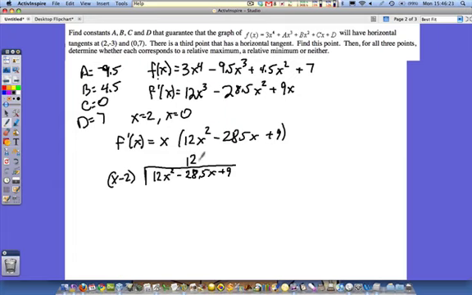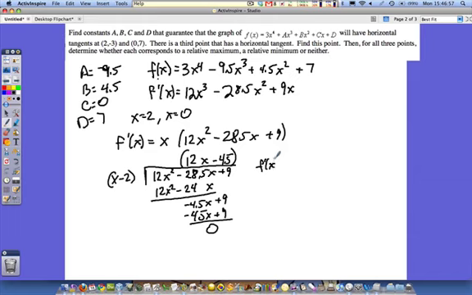If I do this long division, I get a 12x here. This is 12x squared minus 24x. Let's subtract that, and I get negative 4.5x plus 9. I need to put a negative 4.5 to get rid of the negative 4.5x, and this is going to be plus 9, and wow, look at that, it goes to 0. So here is my third factor. So f prime of x can be written as x times x minus 2 times, now what does this equal?